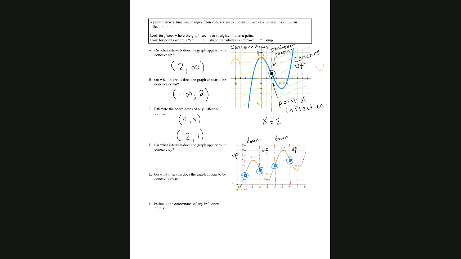Okay, let's list those intervals. From negative infinity to 0, it's concave up. From 2 to 4 concave up, and from 6 to infinity. I can't really see what's happening beyond that, but I'm just going to assume that the trend continues. The concave down, we have the interval (0, 2), and also (4, 6). Our points of inflection were (0, 2), (2, 3), (4, 4), and (6, 5).